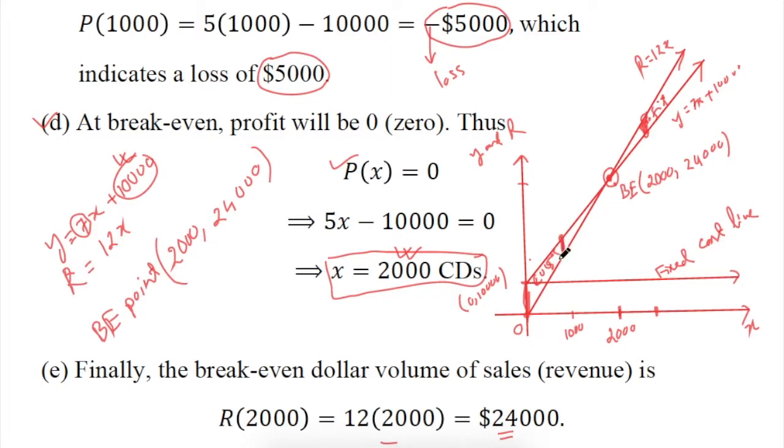But here Y is greater than R, so this is the loss region, and in this region R is greater than Y, it means revenue is greater than cost, so this region is the profit region. Therefore, this chart is the break-even chart or diagram for this problem.